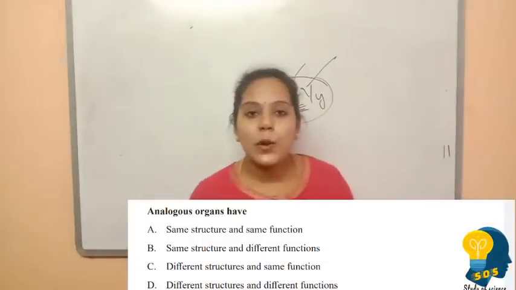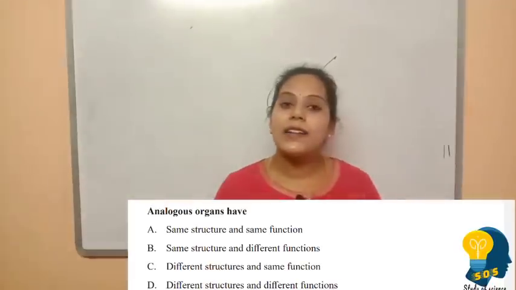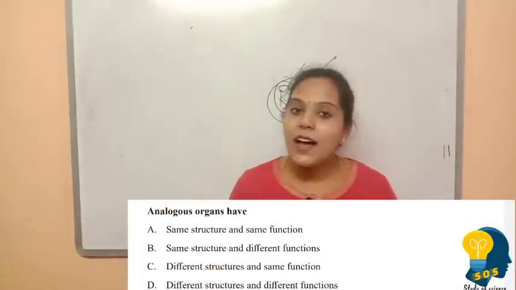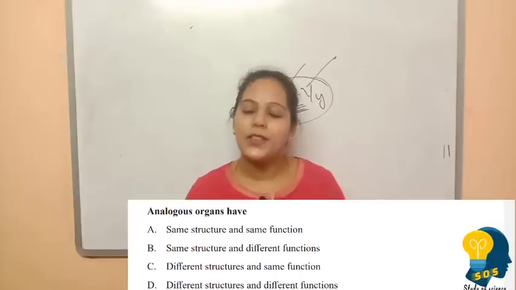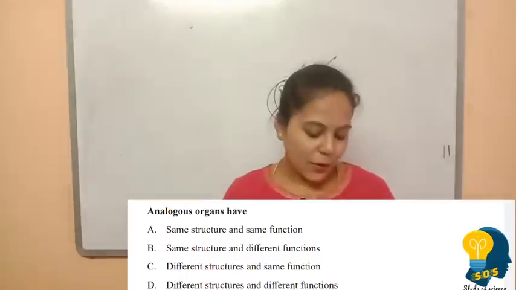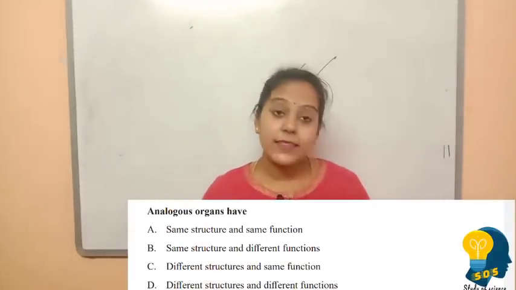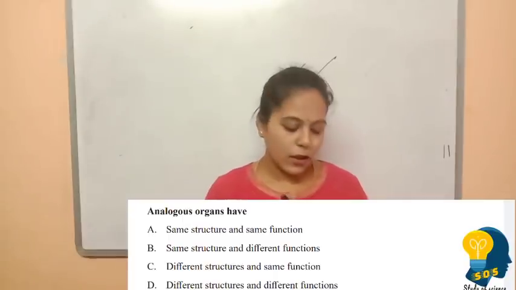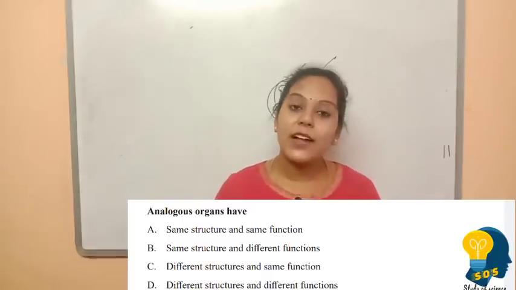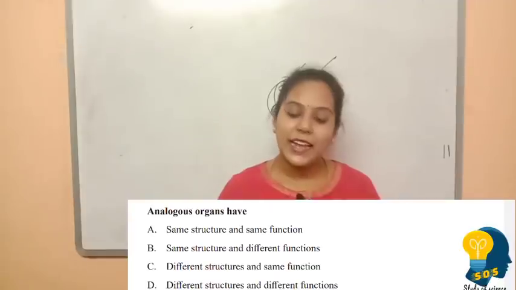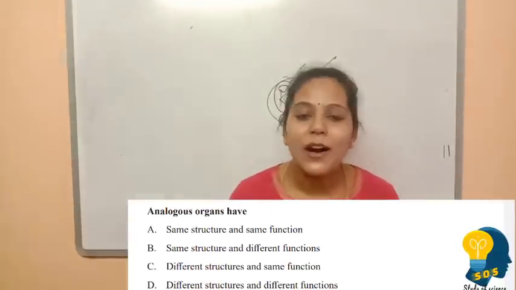Okay. So the next question is, analogous organs have, and the options are option A, you can check it on the screen, same structure, same function. Option B, same structure, different function. Option C, different structure, same function. Option D, different structure and different function.